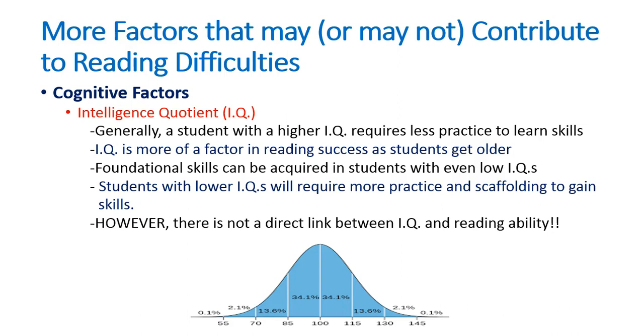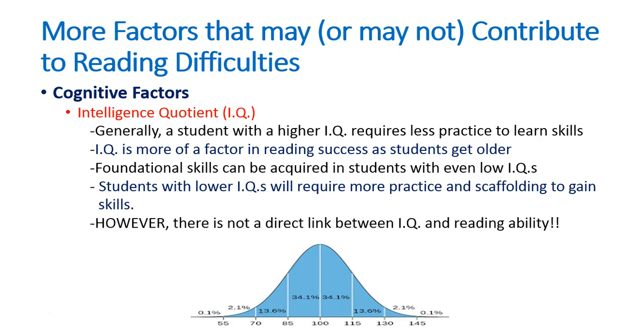And the first cognitive factor that we're going to talk briefly about is the notion of the intelligence quotient, or the IQ. And it might stand to reason that we might think that students that have a higher IQ would not have trouble with reading or with learning skills. However, we generally find that to be true, that students with higher IQs are going to require less practice and less time to learn new skills. So in general, that is actually true.